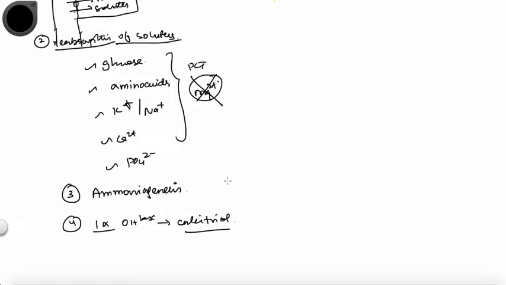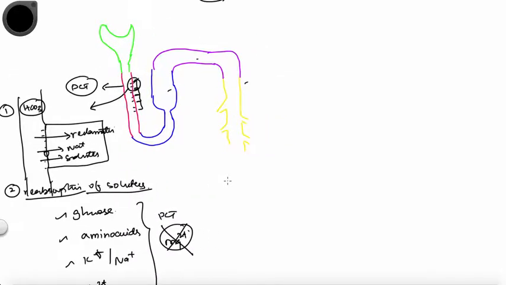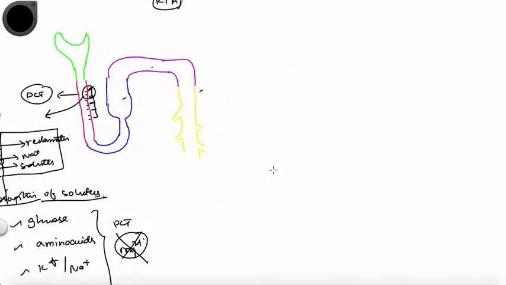And hence these are the most important functions. There are a lot of other functions as well, but these are the most important functions of the proximal convoluted tubule, or the PCT. Now moving on to the distal part of the nephron. The distal part of the nephron includes the distal convoluted tubule, or the DCT, and also the collecting ducts. These are collectively called the distal part of the nephron.